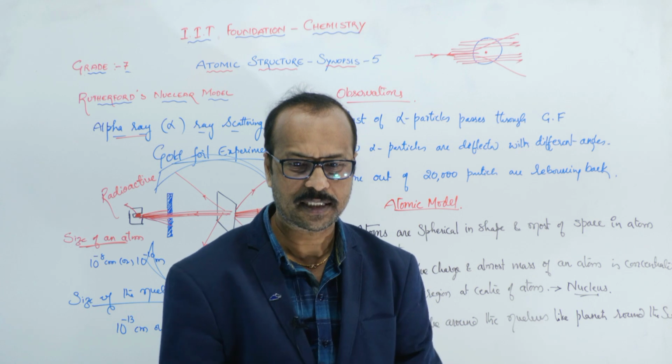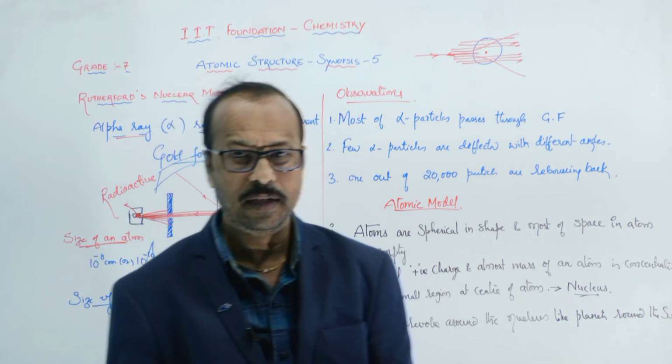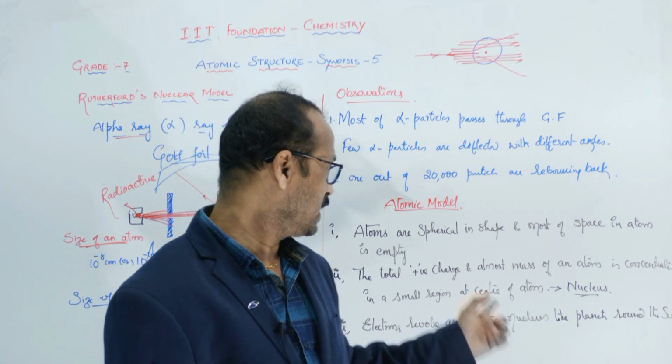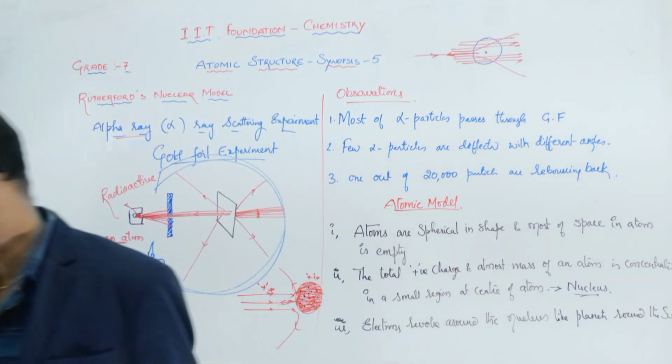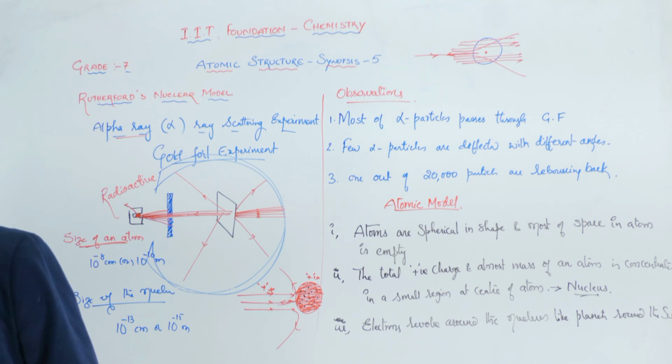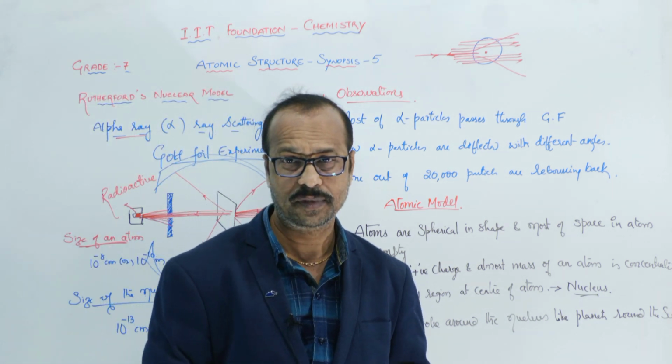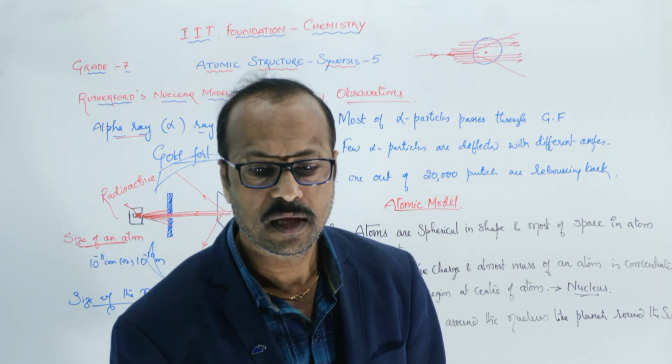That one drawback we will discuss, and we'll stop the class today. The drawback is that here he said that electrons will be revolving around the nucleus. Right? Electrons revolve around the nucleus, he said. But what is an electron? A charged particle.